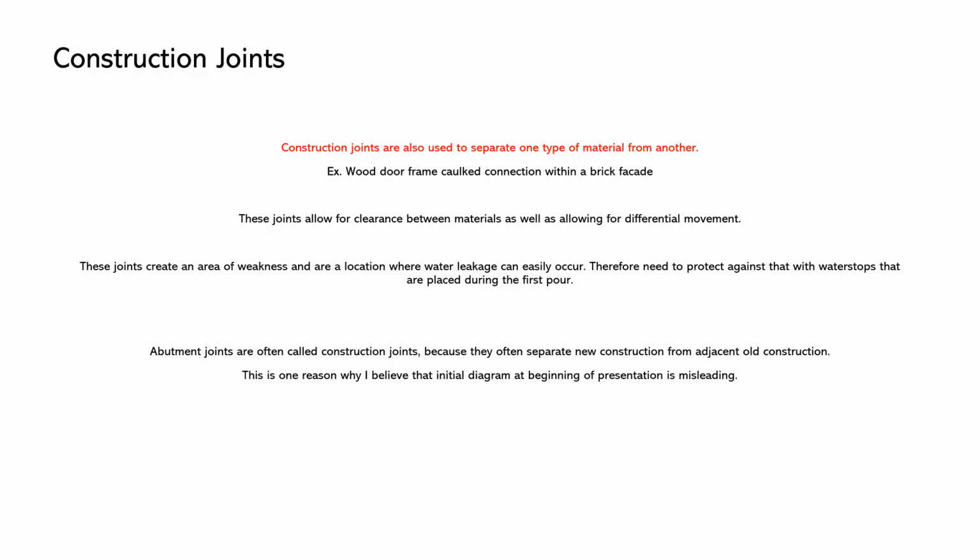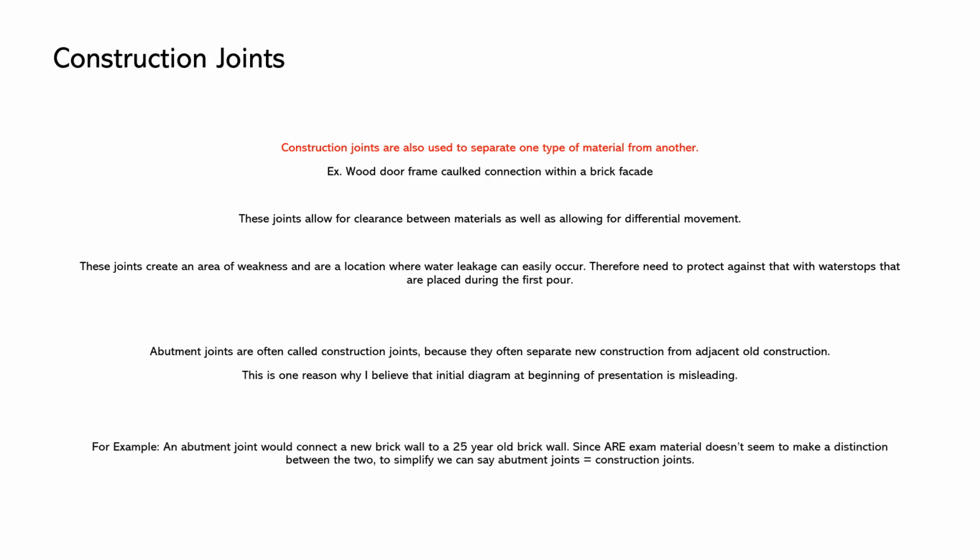And I believe that first diagram is a little misleading in that it makes it more complicated than it is. As far as the ARE goes, you can basically say that abutment joints are construction joints for the most part. They connect a new brick building to, for instance, a 25-year-old brick wall.